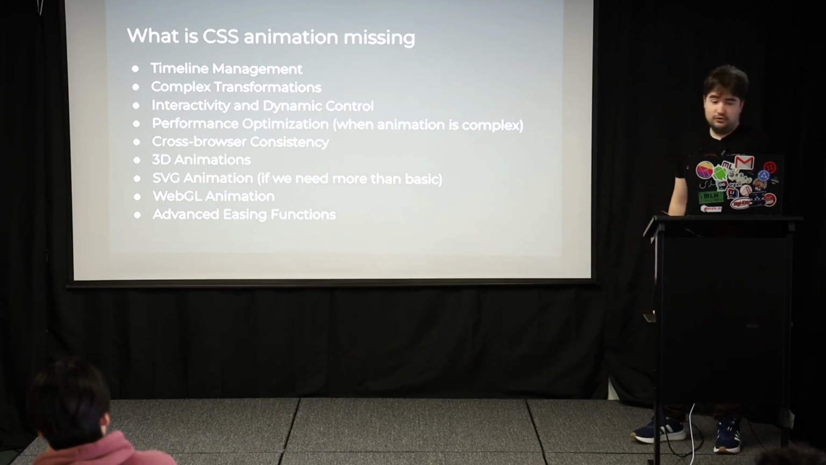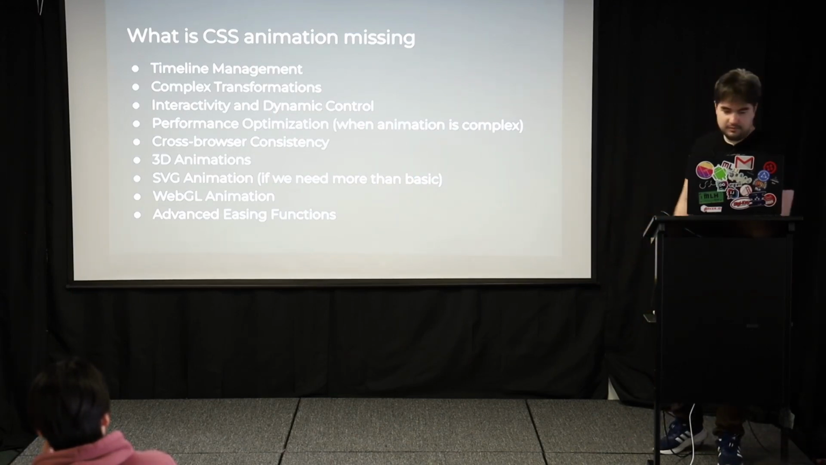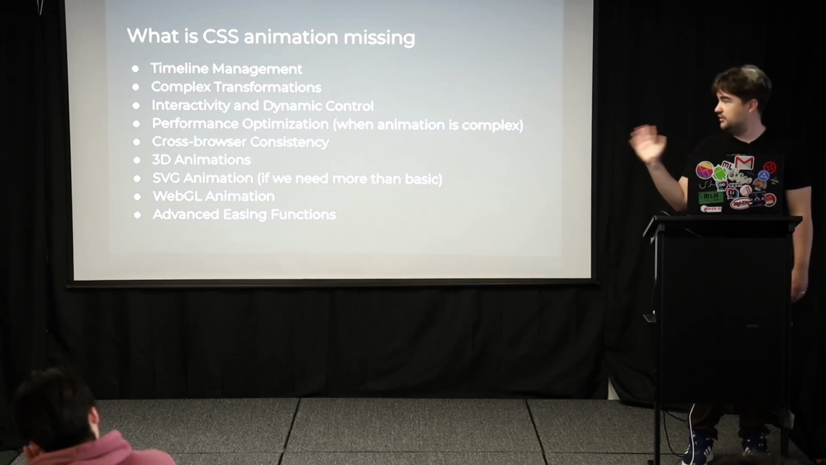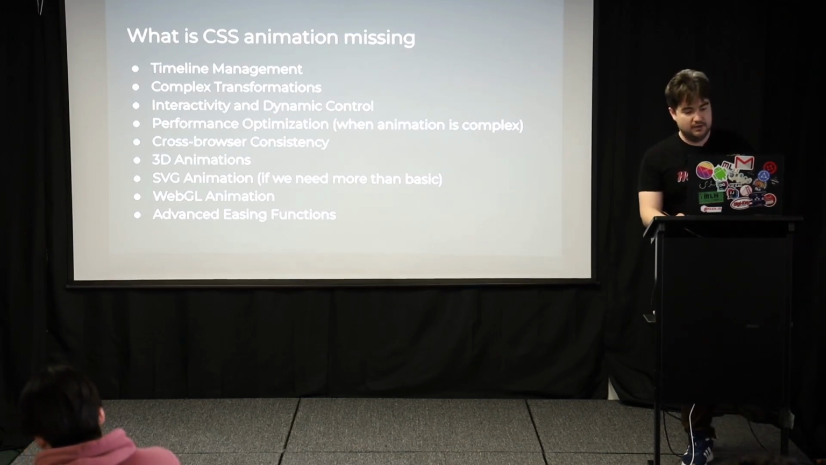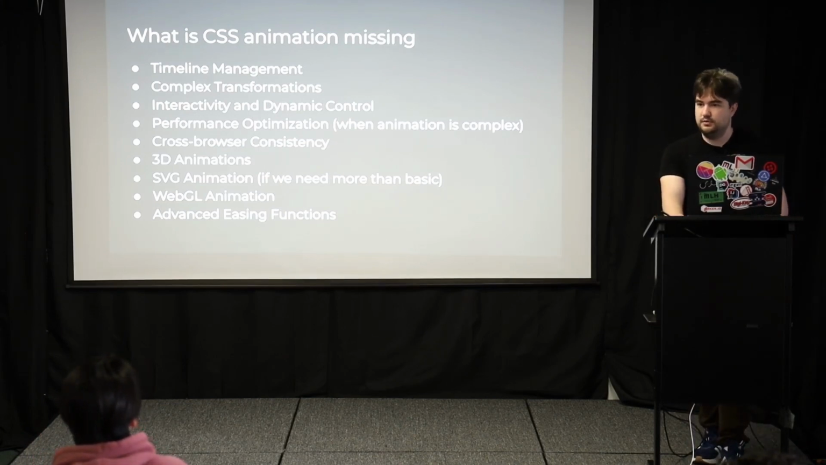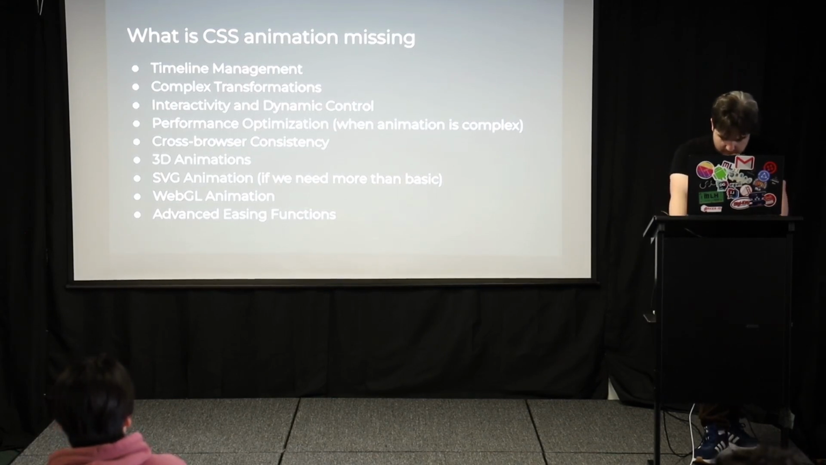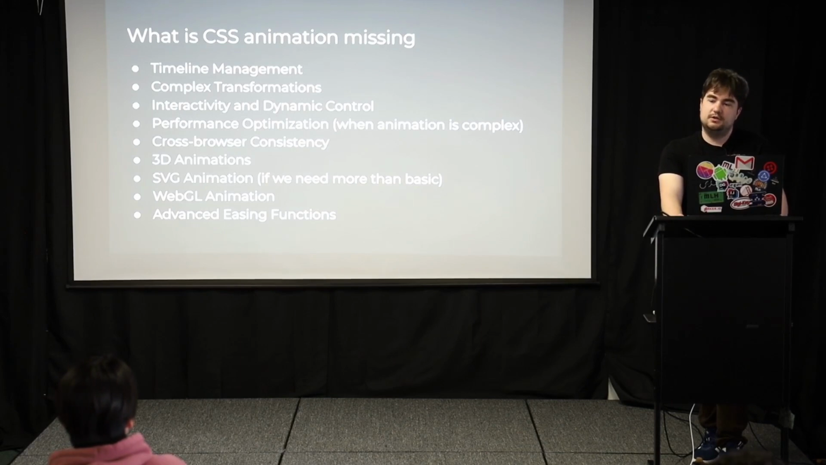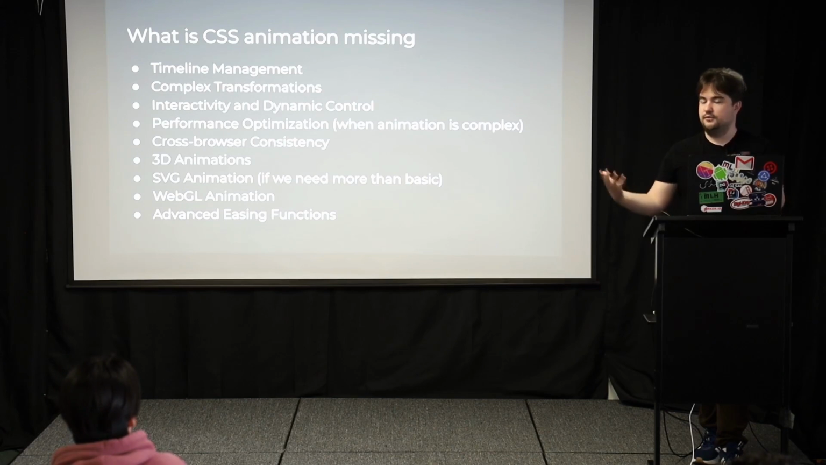Interactivity and dynamic control. Performance optimization, we already talked about that. Cross-browser consistency. You can animate 3D animations, and in CSS you are not able to do that. SVG animation: you can technically do SVG animation in CSS, but only super basic stuff. If you need more than basic, you will not be able to do that. WebGL animation, GSAP covers that too. And advanced easing functions. In CSS, you can create a custom function with cubic-bezier, I believe, but you only have 4 points. You can't do more than 4 points, and you don't have an advanced one when you need 20 points.